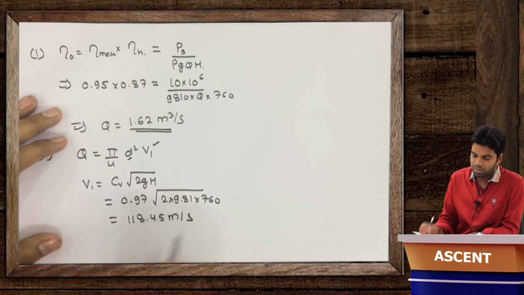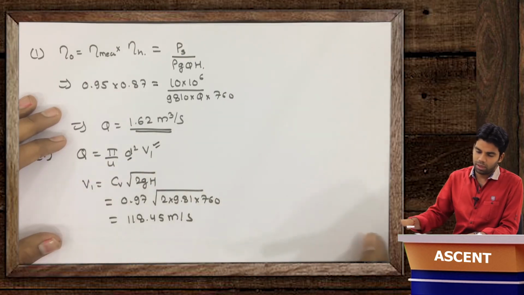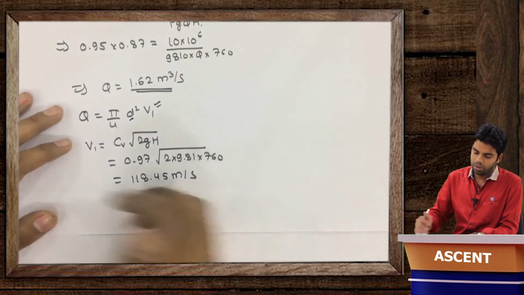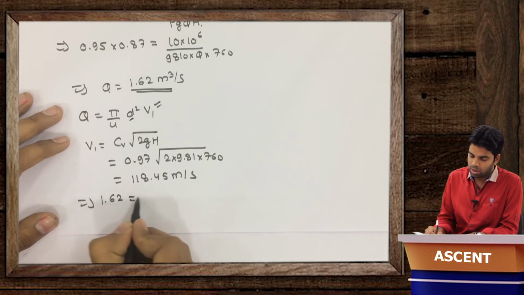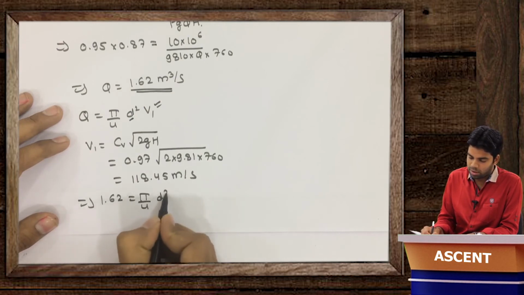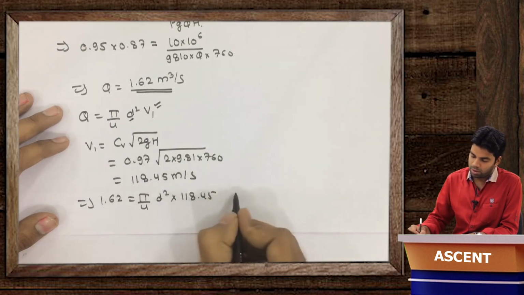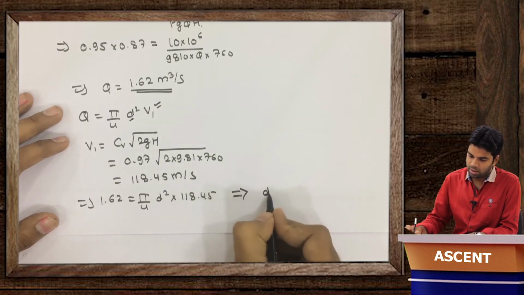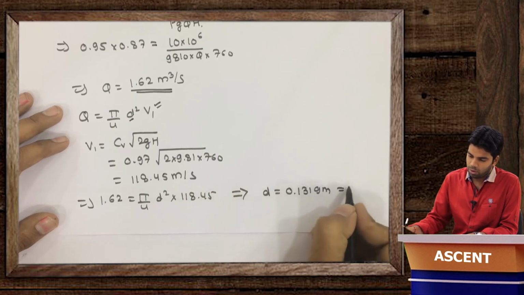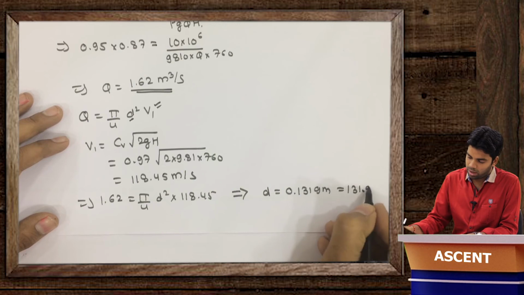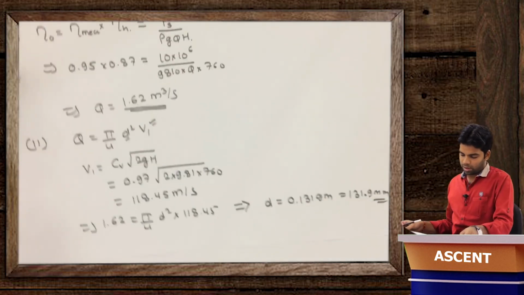So this will be equal to 118.45 meter per second. Once you have the value of V1, just put it in and you will get the value of d. So 1.62 is equal to pi by 4 d square into 118.45. From here this d will be equal to 0.1319 meter or 131.9 mm. Getting this or not?